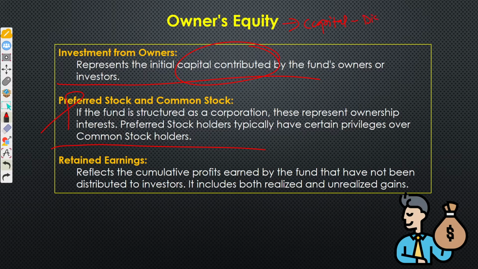minus distributions, plus additional capital, plus reserve capital or cash. That you would see on a private equity statement. But preferred stock and common stock you would see on the statement or balance sheet of public limited or private limited companies.